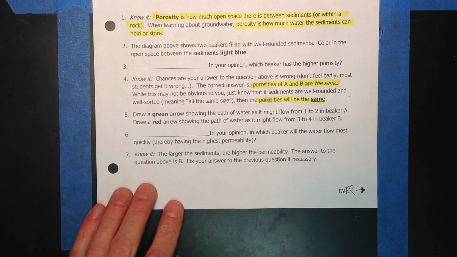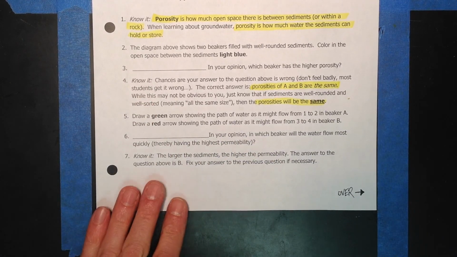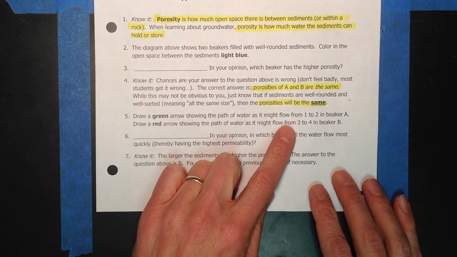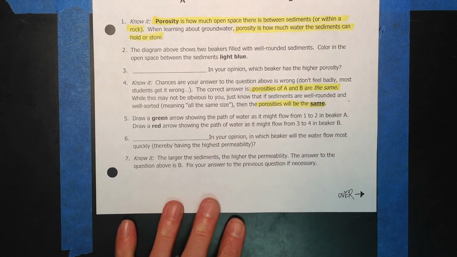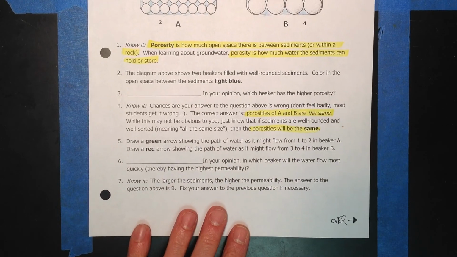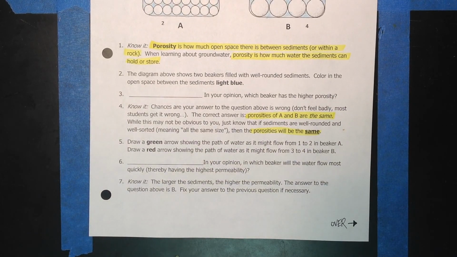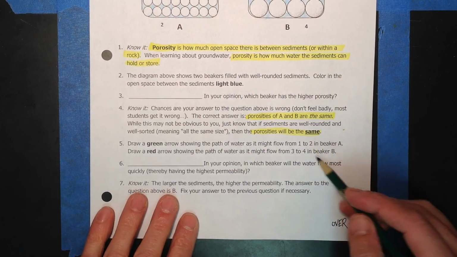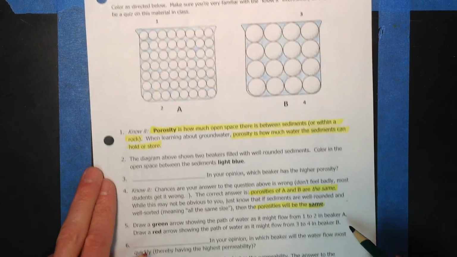5. Draw a green arrow showing the path of water as it might flow from 1 to 2 in beaker A. Draw a red arrow showing the path of water that might flow from 3 to 4 in beaker B. What am I doing? Green and red. So what am I doing? 1 to 2 in beaker A.